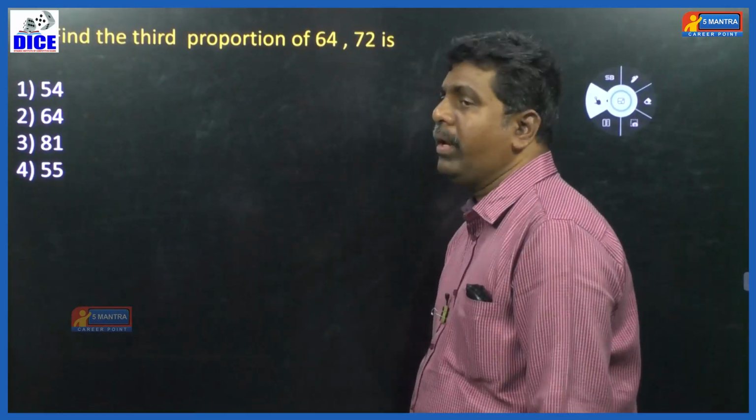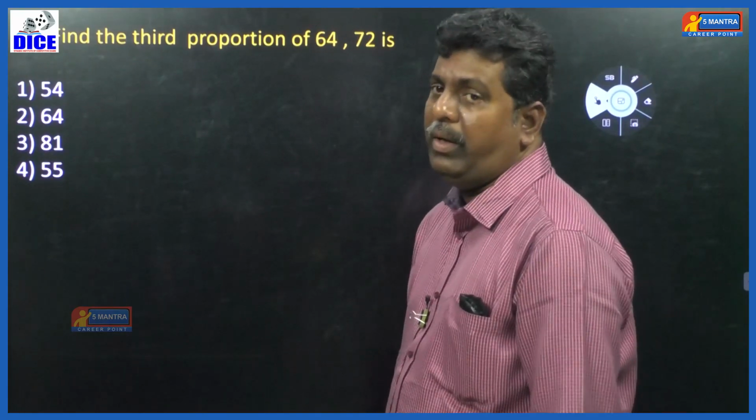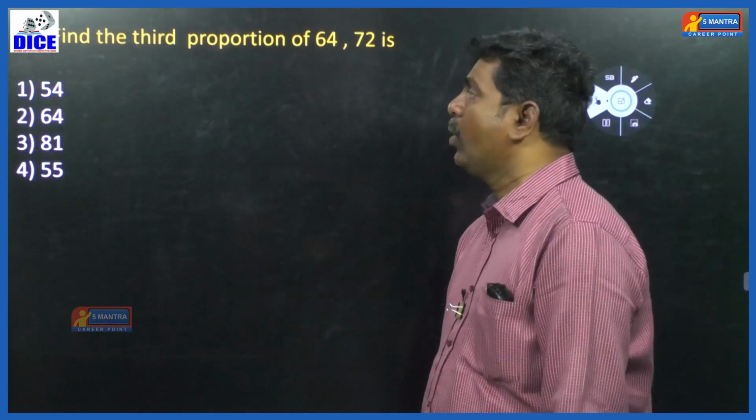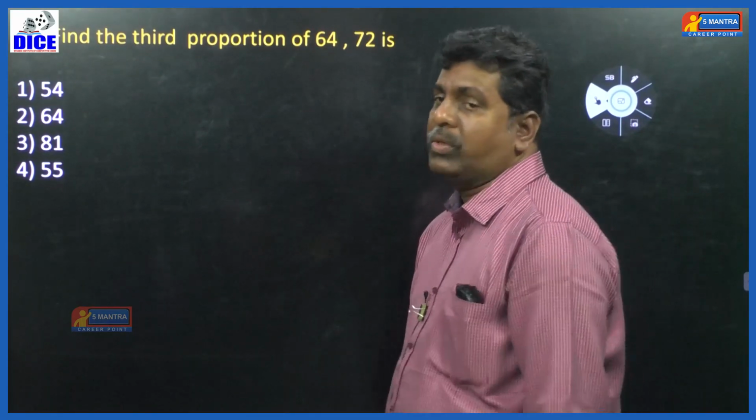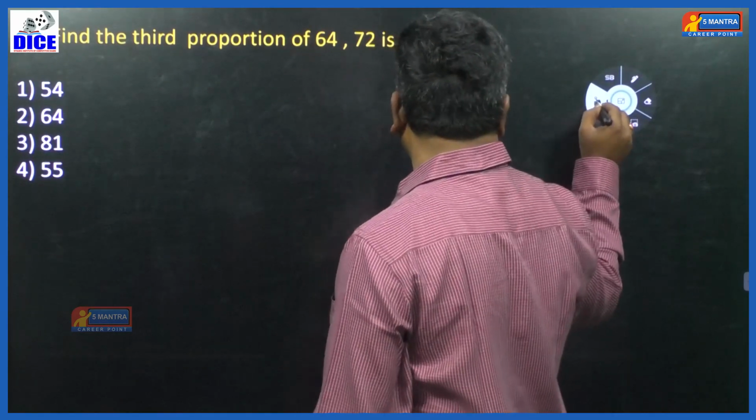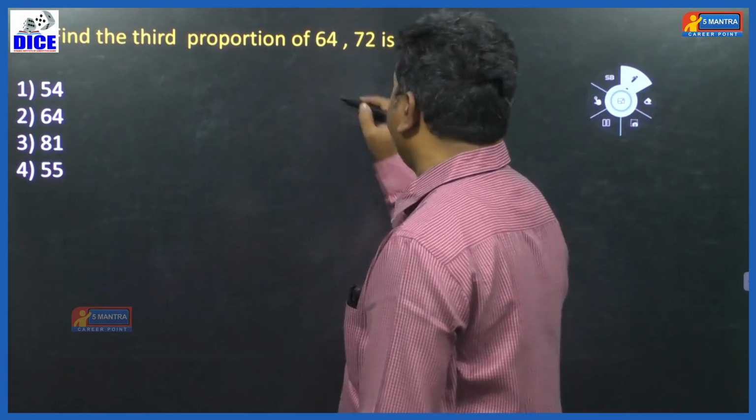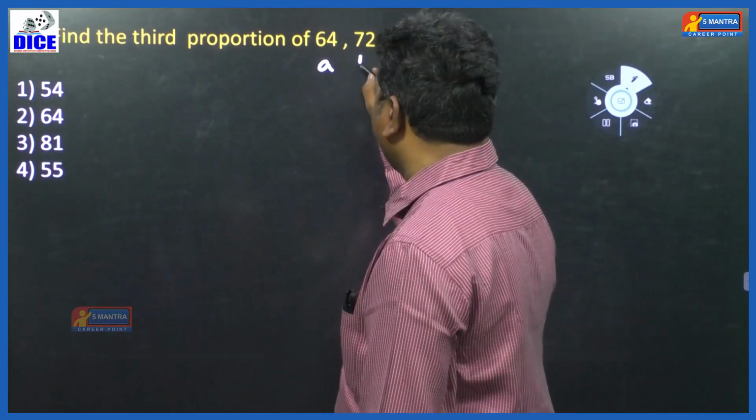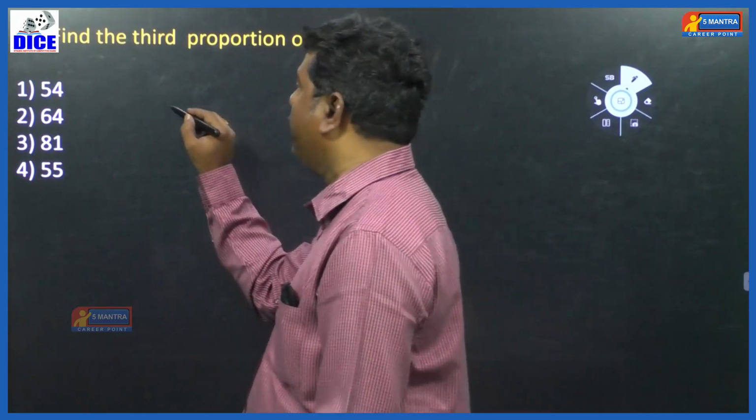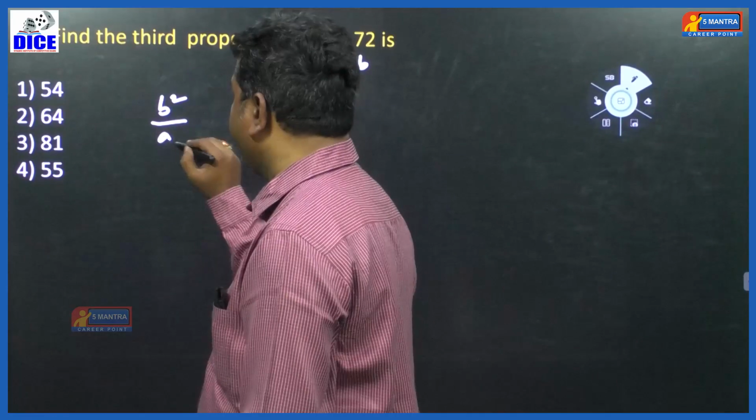In the same model, another one: find the third proportion of 64, 72. Here the first number we can call A, the second number B. Already I told you the formula is B square by A.